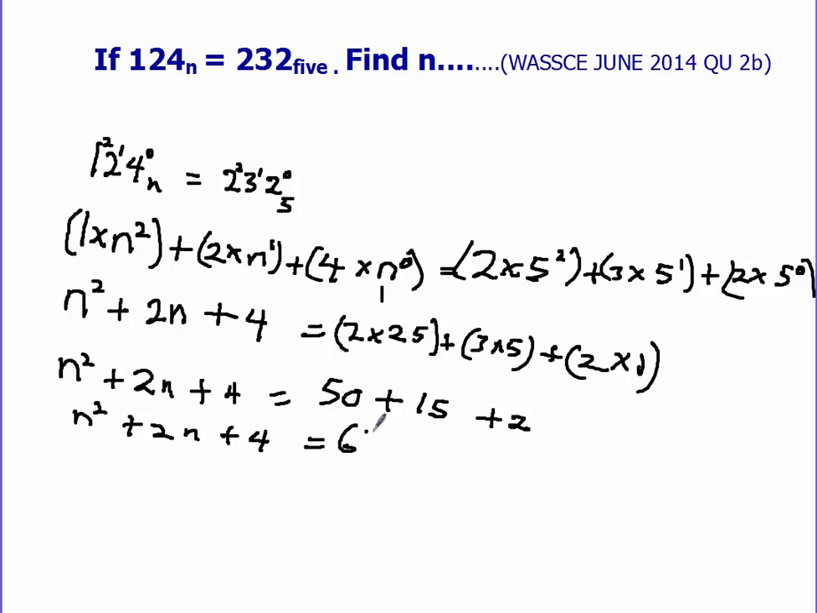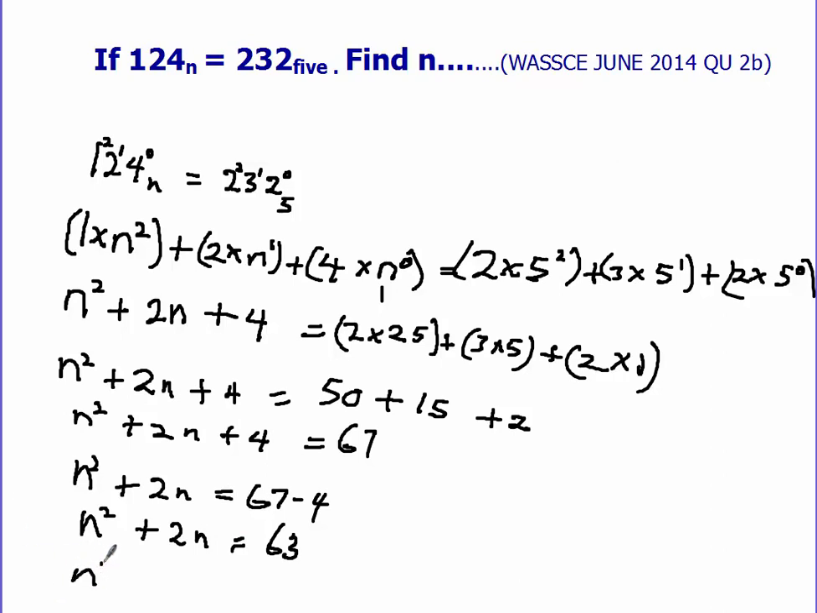Therefore, 67. Now, n to the power 2 plus 2n equal to 67 minus 4. n to the power 2 plus 2n equal to 63. Good. Now, n to the power 2 plus 2n, let me move this to the other side of the equation: minus 63 equal to 0.